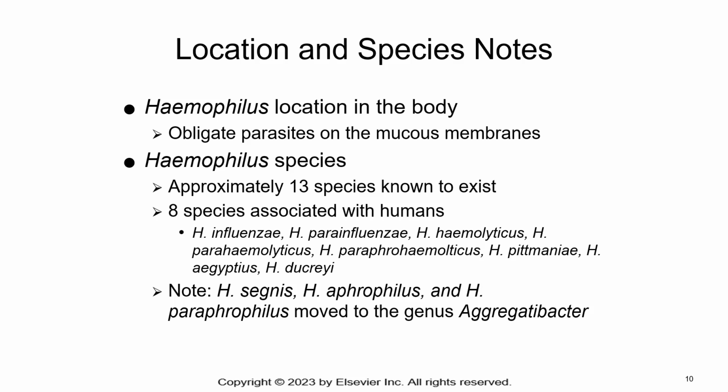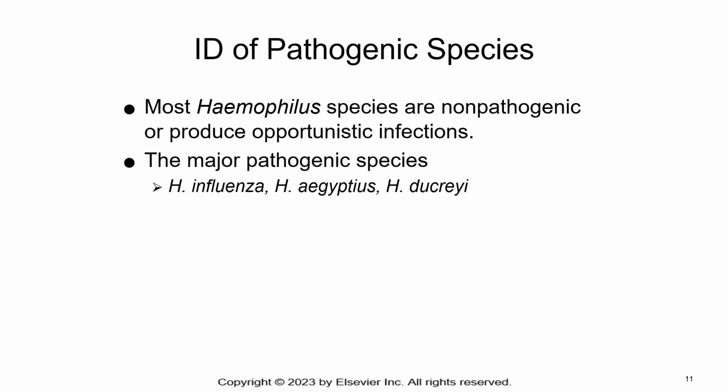Approximately 13 species are known to exist, and 8 species are associated with humans. Those are listed here. Most Haemophilus species are non-pathogenic or produce opportunistic infections. The major pathogens are going to be H. influenzae, H. aegyptius, and H. ducreyi. You are responsible for knowing the first and last one, so influenzae and ducreyi.